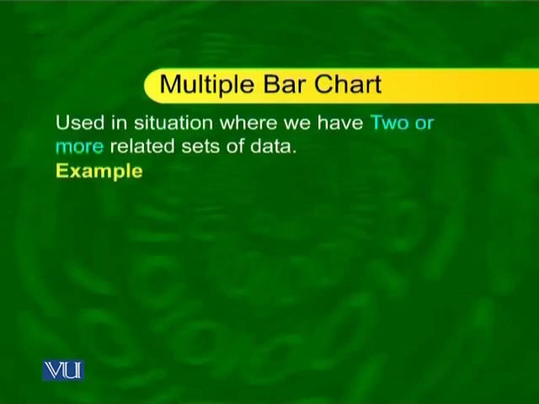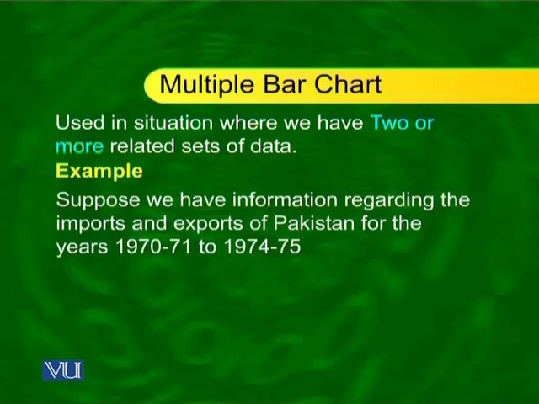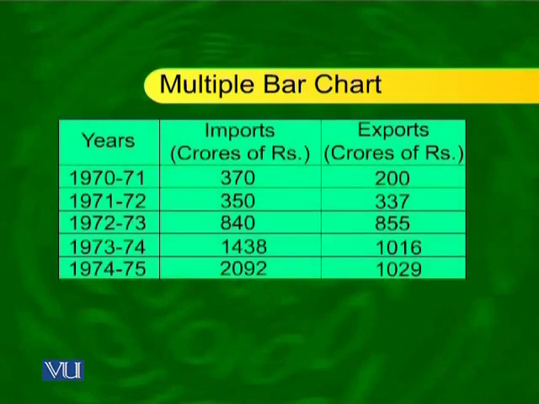A multiple bar chart is also a very interesting diagram and a very beautiful diagram, and it is used in a situation where we have two or more related sets of data. Let us consider an example. Suppose we have, as you can now see on the screen, data about the imports and exports of Pakistan for the years 1970-71 to 1974-75. And suppose that we wish to represent this information in the form of a multiple bar chart.